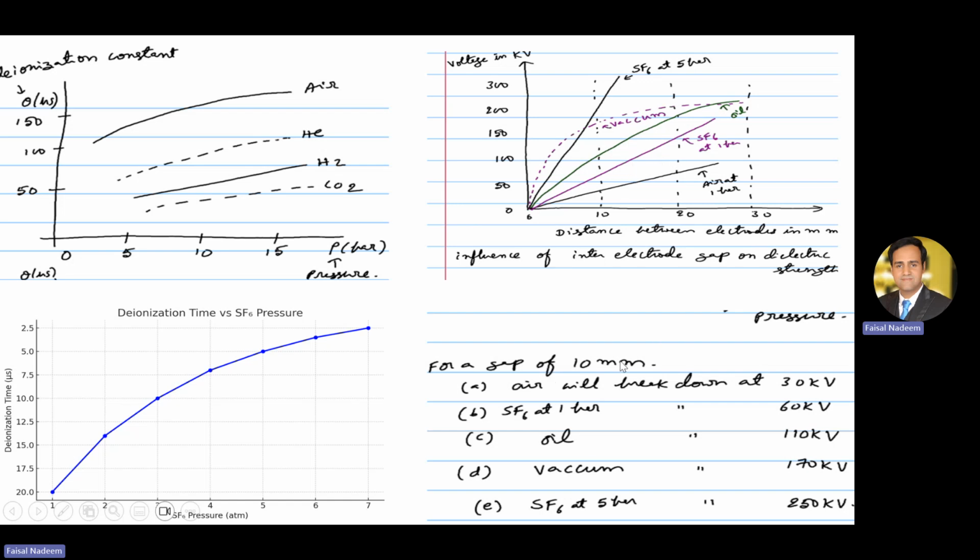The same thing is indicated here in table form. If we have a gap of 10 mm between the electrodes, the air will break down at 30 kilovolt. SF6, if we have a pressure of 1 bar, will break down at 60 kilovolt, oil will break down at 110 kilovolt, vacuum at 170 kilovolt, and SF6 at a pressure of 5 bars, the breakdown value will increase up to 250.